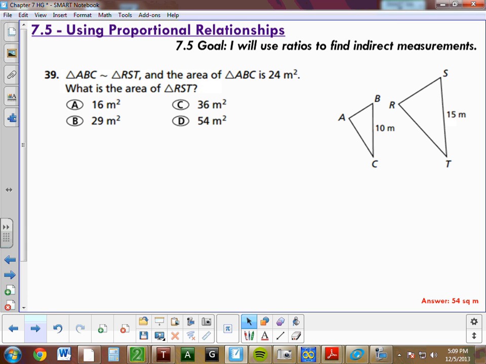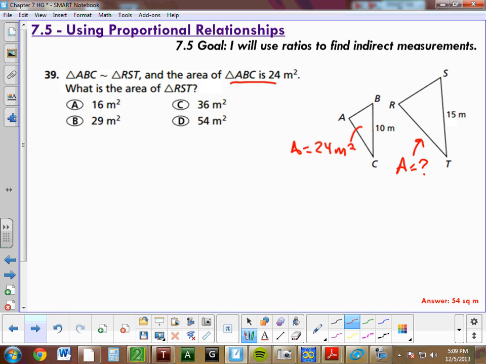So if I wanted to do the scale factor from these two, this question's asking me, it gives me the area of ABC. This area is 24 meters squared. I want to find the area of the larger one, so I want to find the area of this guy.